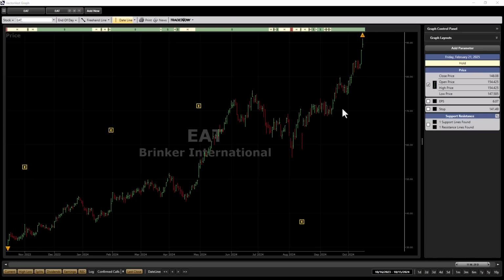Well, number one, look at the graph. This is a graph that you look at and say, wow, I want to be a part of this. This thing for the last year has gone from 30-some dollars a share up to 90.